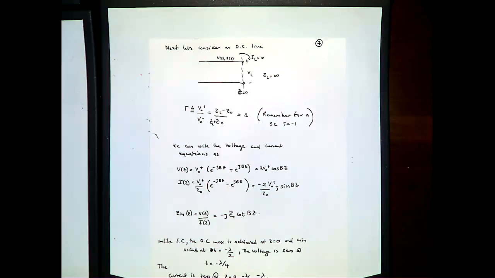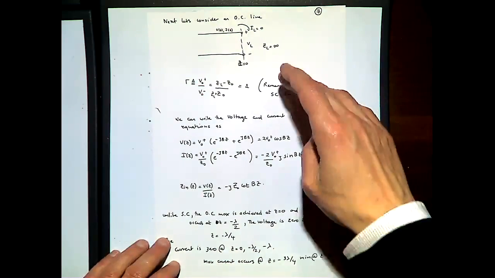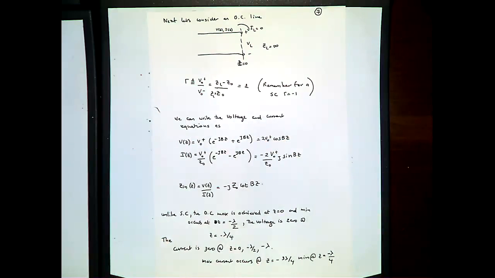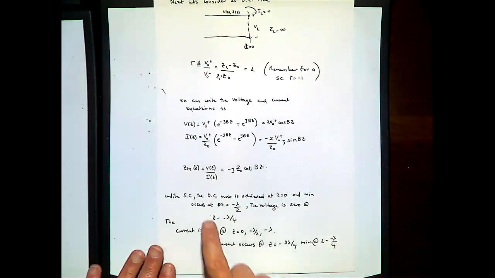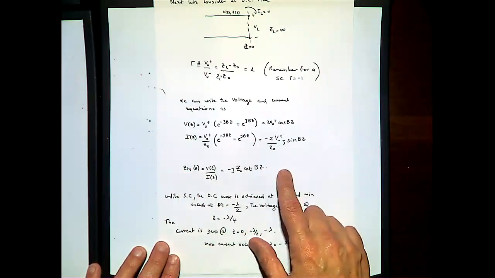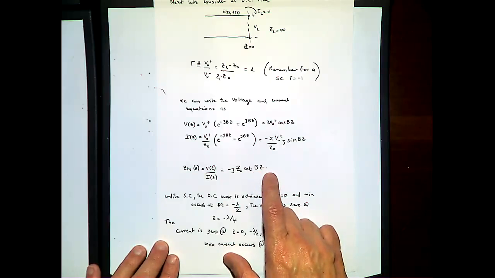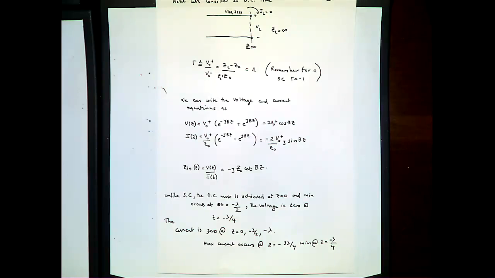Okay, so essentially all I've done is gone through the same process where I've got the voltage and current, and I've done a little bit of mathematics for you and shown that the input impedance of an open circuit goes as cot beta Z. Now, does everyone know what cot is? 1 on tan, right?